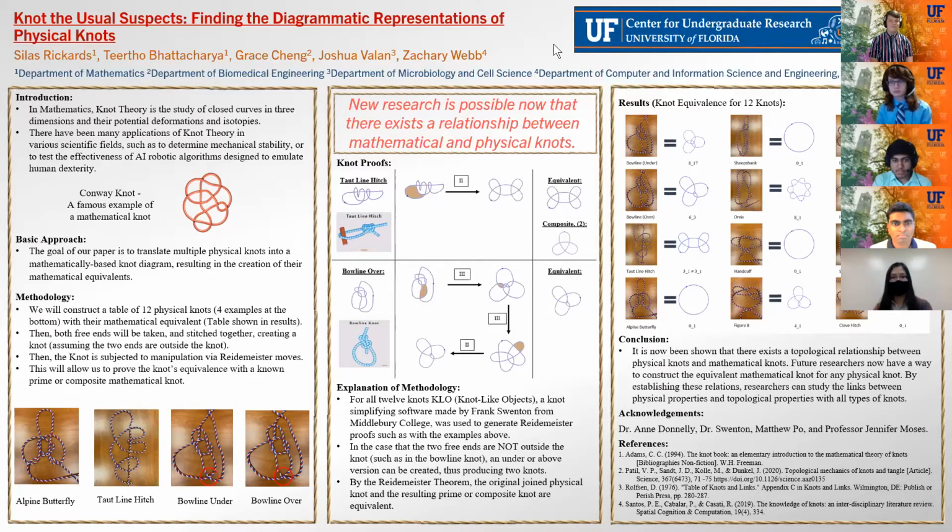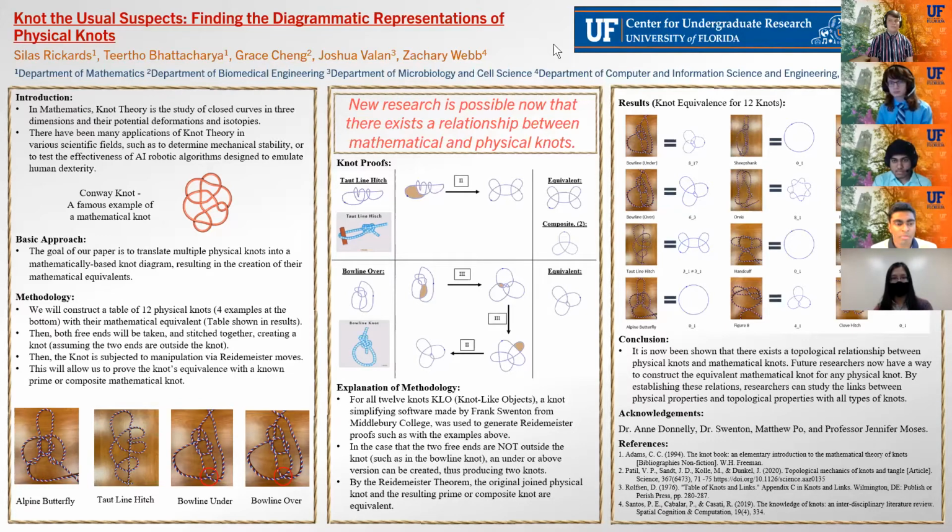using Reidemeister move proofs. Concerning our methodology, we will be taking 12 physical knots and then tying their ends together in order to create a mathematical knot, which basically doesn't have any free ends. And then using Reidemeister moves, like Tirtha mentioned, we will be subjecting the knot to manipulation and deconstructing it into a prime or composite mathematical knot, which will be compared to in the table.